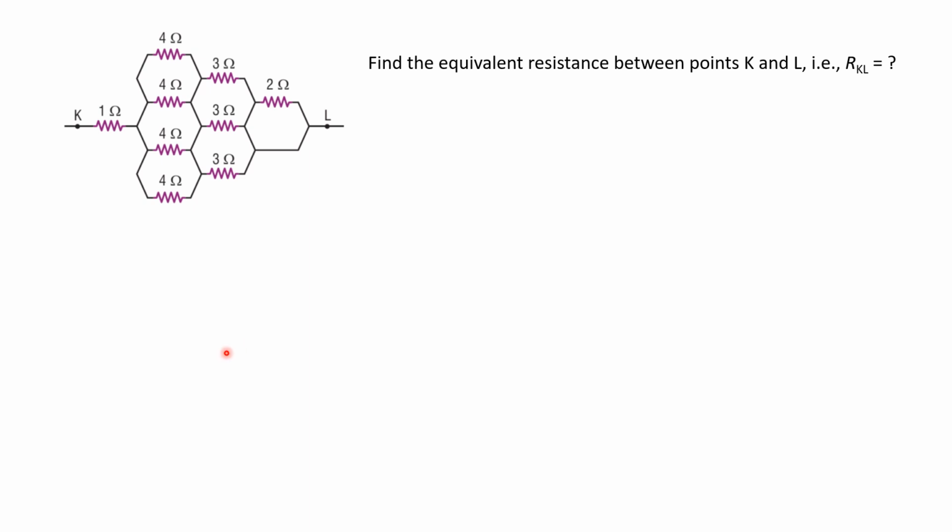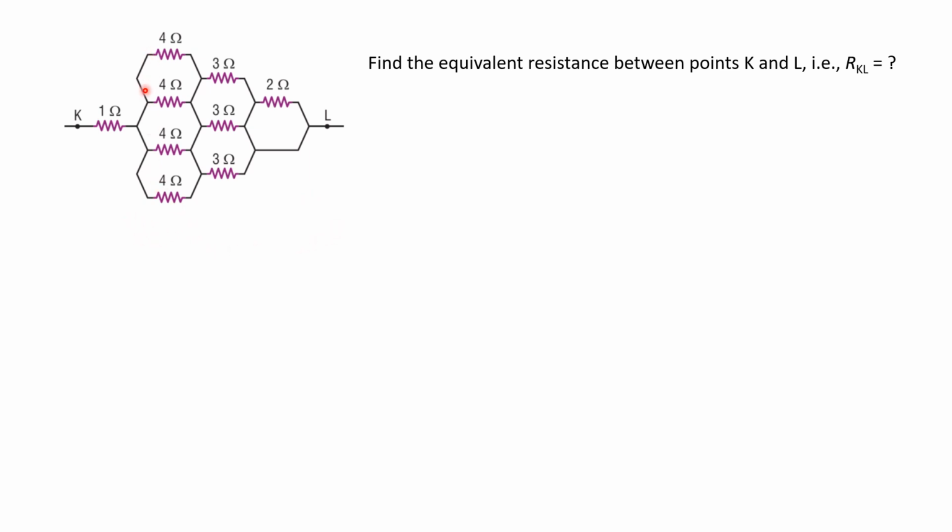Hello, today we're gonna find an equivalent resistance of this network. Okay, so we have to evaluate the resistance between points K and L. Well, so what do we see when we look at the problem? Right away we spot this 1 ohm resistor is in series with this network. What do we spot about this network?